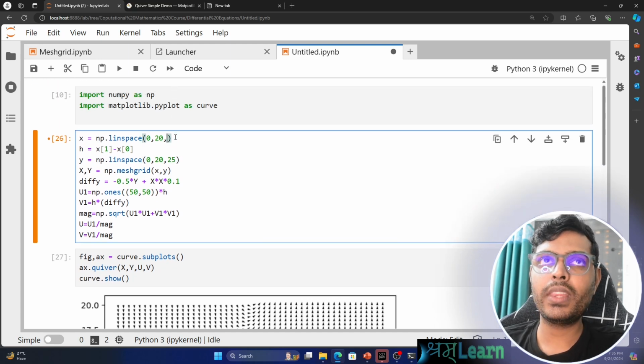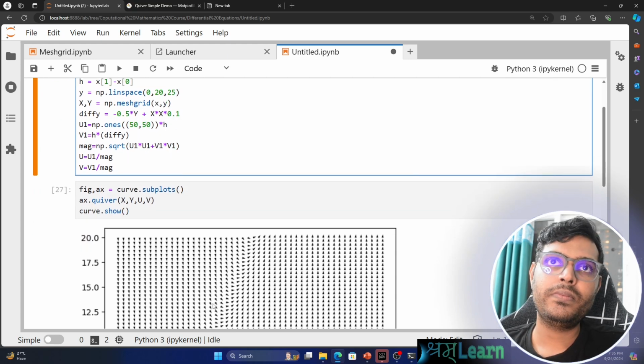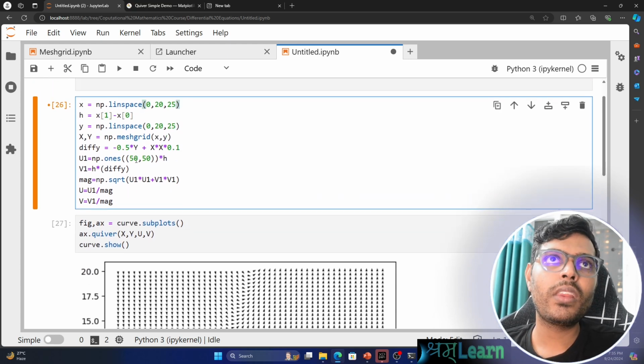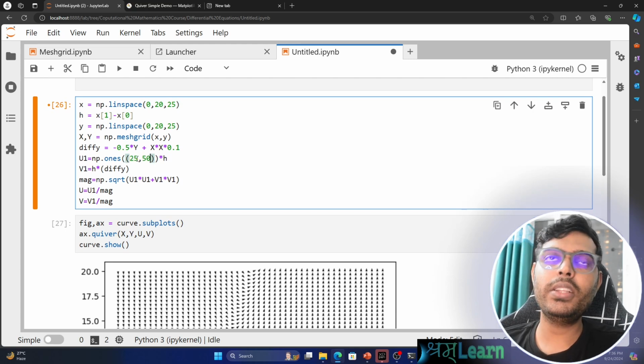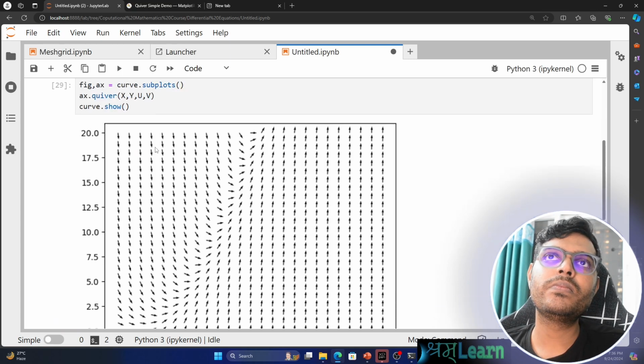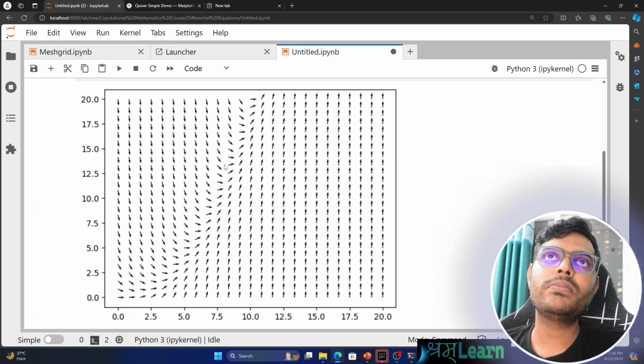Okay, half of the points. And here also for this matrix you have to make those changes, and we should have some curve like this, some direction field like this. Okay, these are the direction fields.